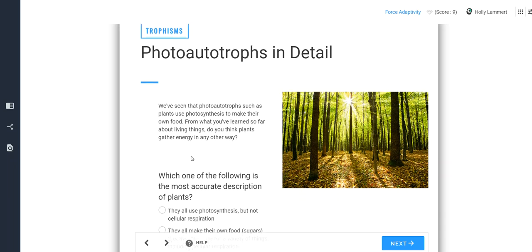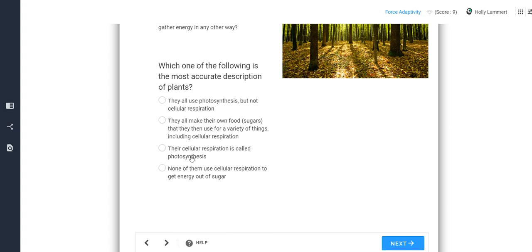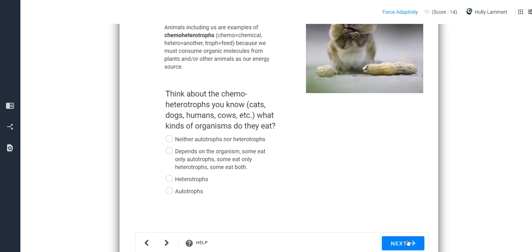Photoautotrophs in detail. Let's take a closer look. We've seen that photoautotrophs, such as plants, use photosynthesis to make their own food. From what you've learned so far about living things, do you think plants gather energy in any other way? Which of the following is the most accurate description of plants? They all use photosynthesis, but not cellular respiration. Well, we just learned that all things do cellular respiration, so that's not right. They make their own food or sugars that they then use for a variety of things, including cellular respiration. That's pretty true. This next one is not true, and that is also not true. So, cool. They do both.